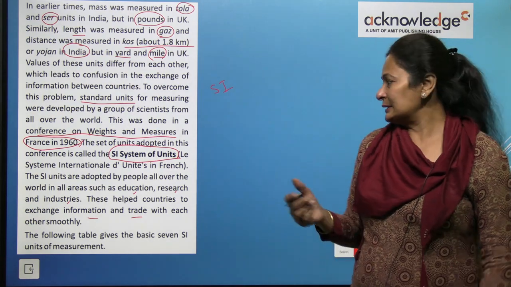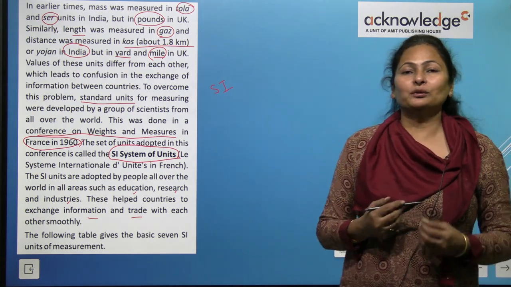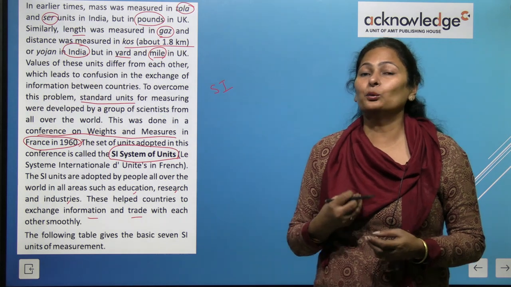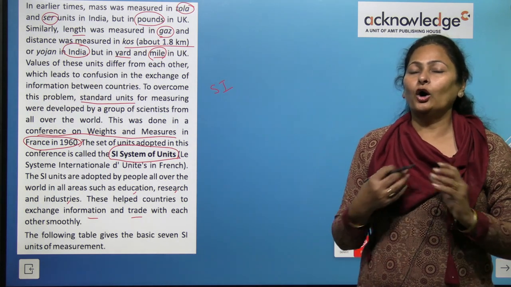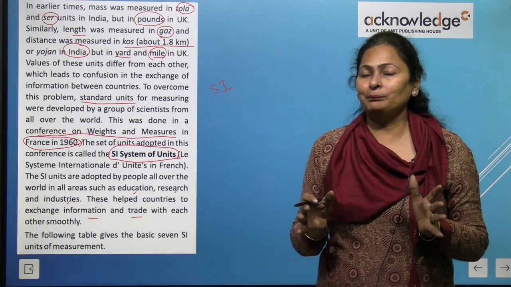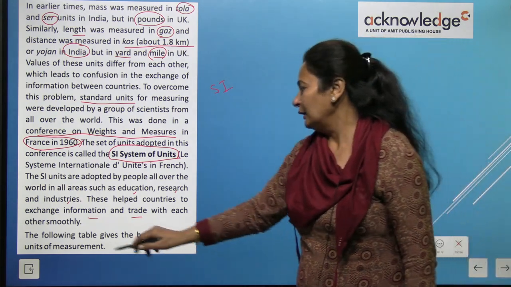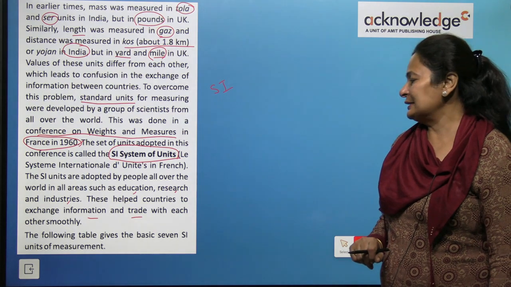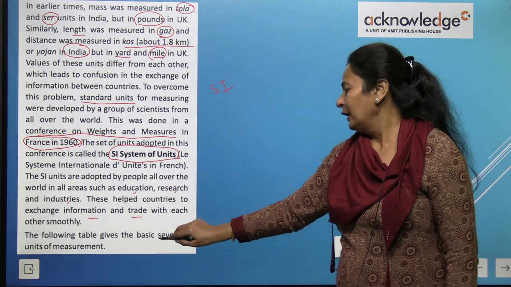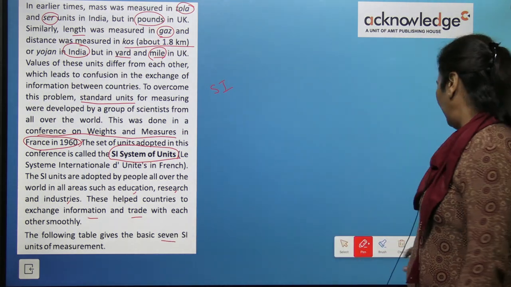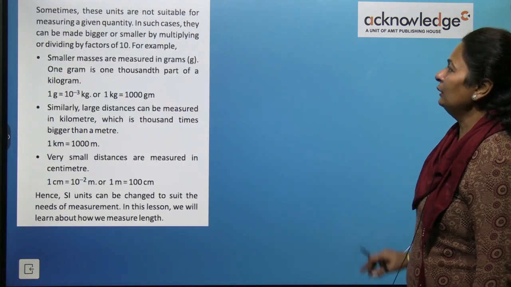So this system of units actually helps the world, and we are all on the same platform in terms of measurement, right? The following table gives the basic 7 SI units of measurements. Let's move to the table.